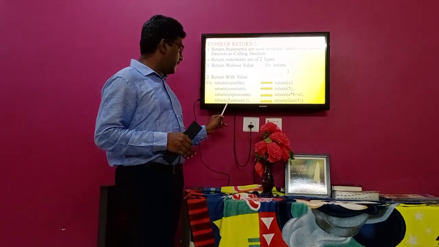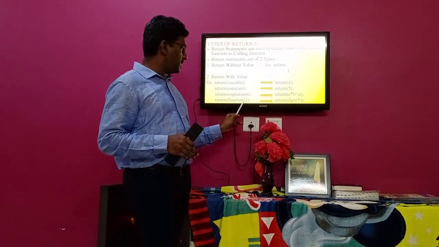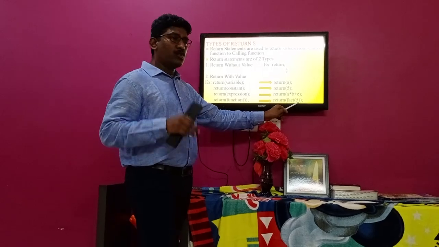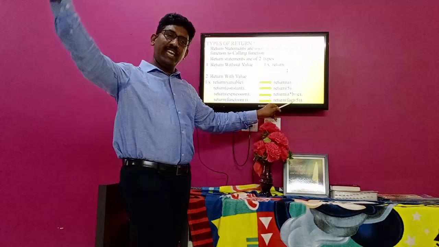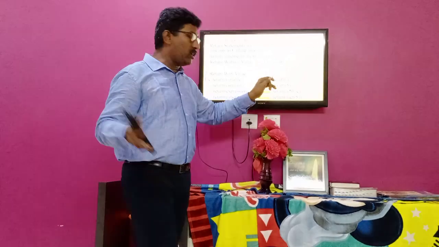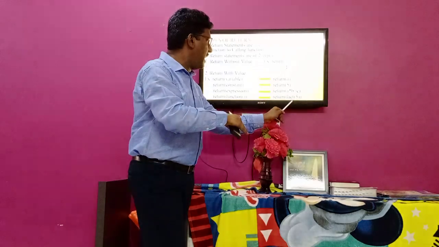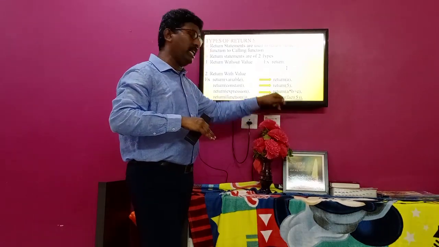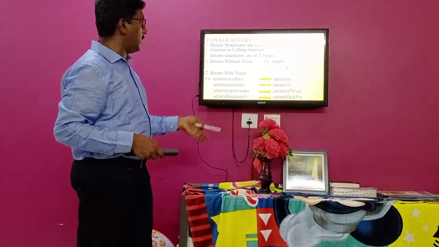And last but not least, return function, in this case return fact of 5. This fact function is defined somewhere else. I am passing the argument 5 to that fact function, and that function will use that 5 and calculate the factorial of 5. 5 into 4 into 3 into 2 into 1. That is 5 4s are 20, 20 into 3 is 60, 60 into 2 is 120. That 120 will be returned by that function to this place, and this return statement will return that 120 to the calling function.